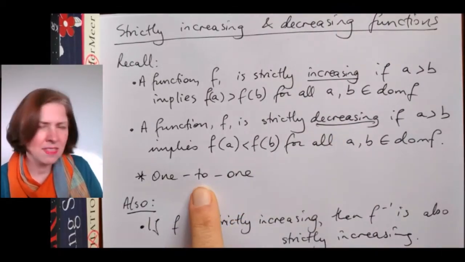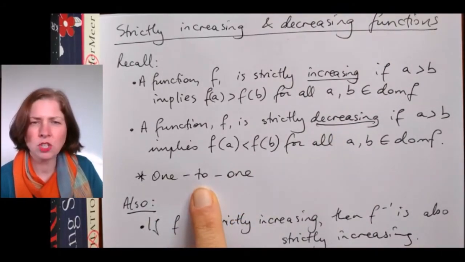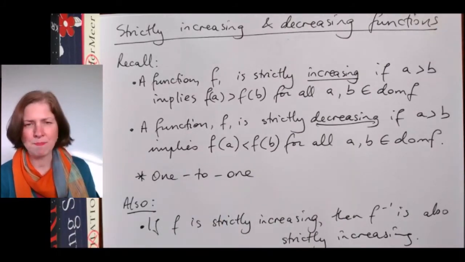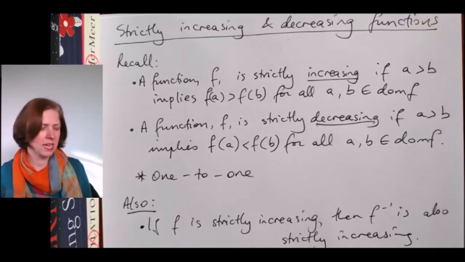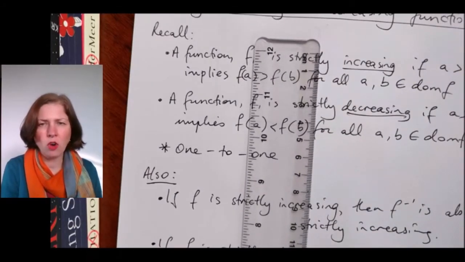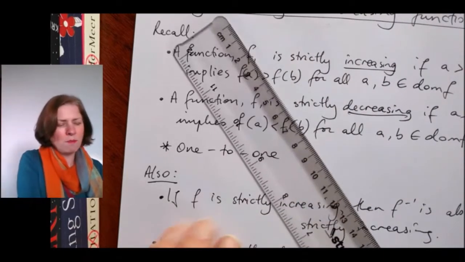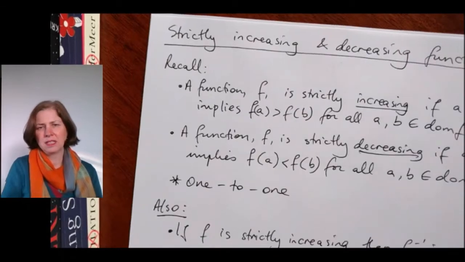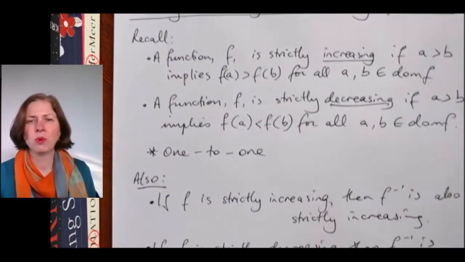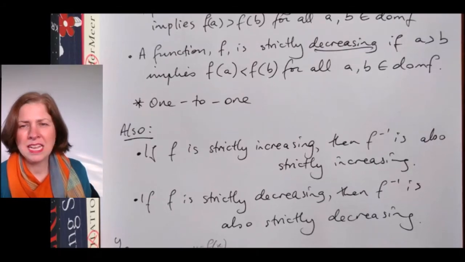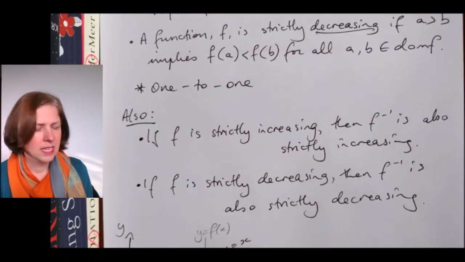Now that means that these functions are going to be one-to-one functions. And if you remember what that means, it basically means it passes the vertical and horizontal line test. If I put a vertical line through my function, I'll only ever meet it once. And if I put a horizontal line through my function, I'll only ever meet it once. And that is what makes it so important for the fact that my inverse function is defined.